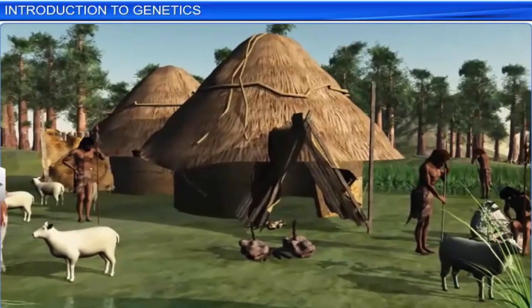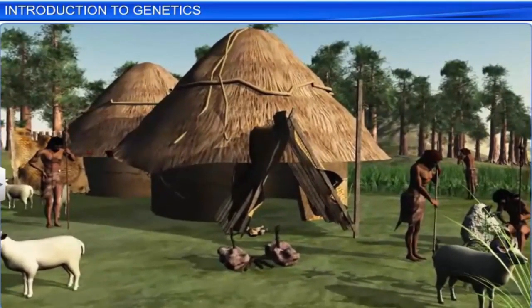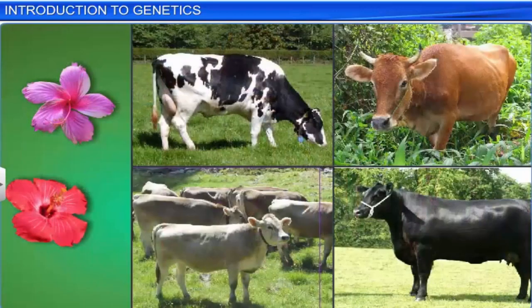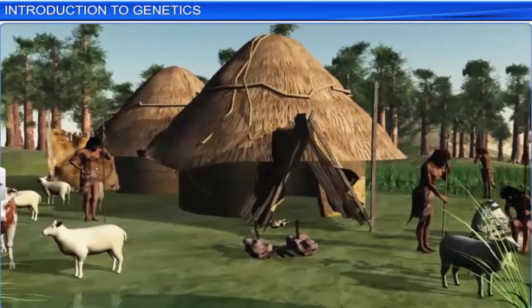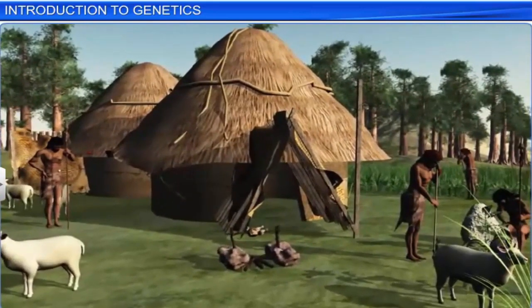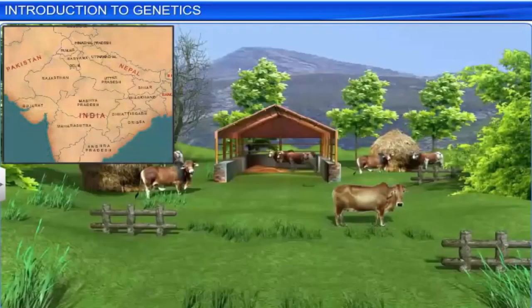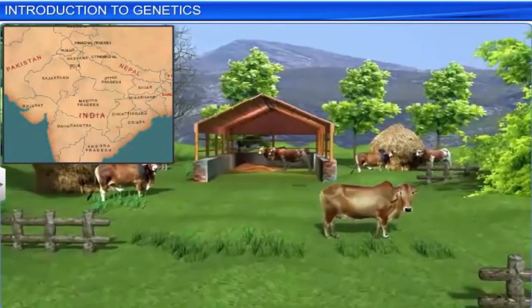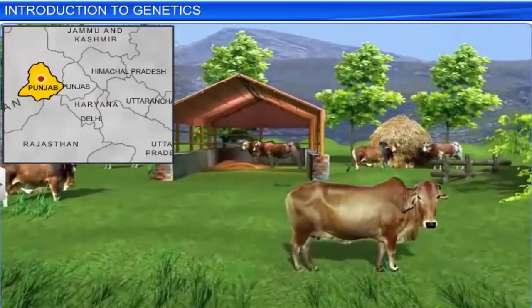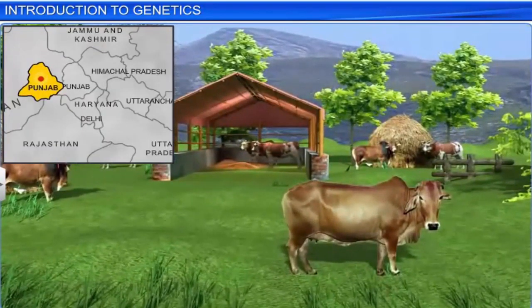Human beings have been using their knowledge of genetics since prehistoric times. Our ancestors knew that sexual reproduction was one of the causes of variation. Based on this principle, they practiced domestication and selective breeding of animals and plants. For example, the Sahiwal cow found in Punjab was obtained through artificial selection and the domestication of ancestral wild cows. However, our ancestors had very little knowledge about the scientific basis of genetics.